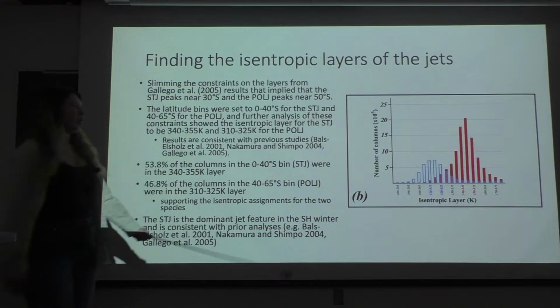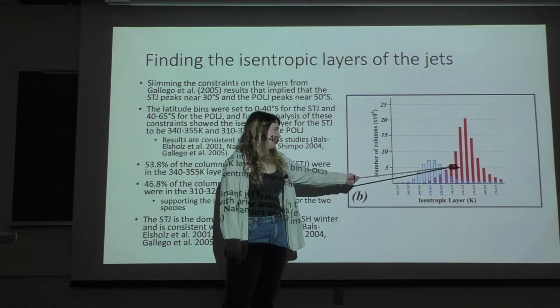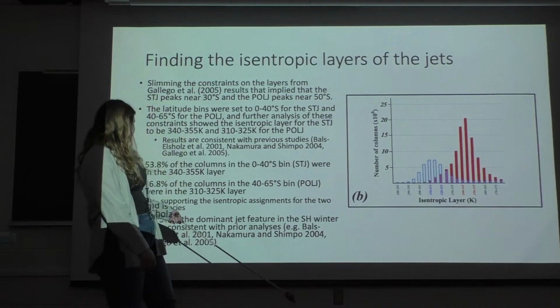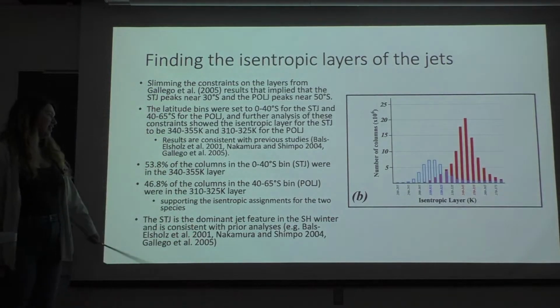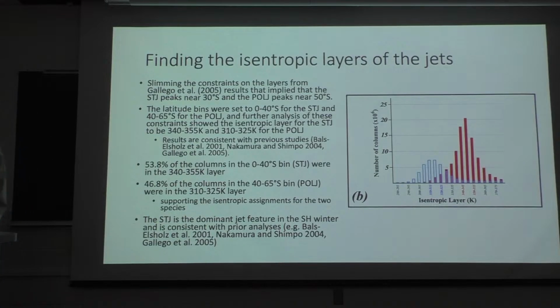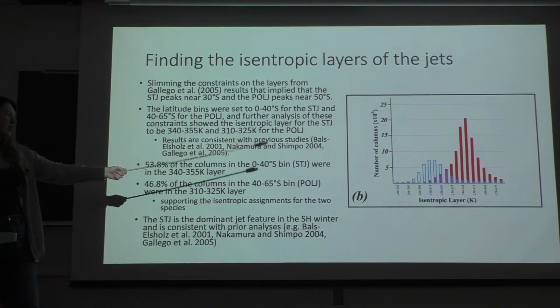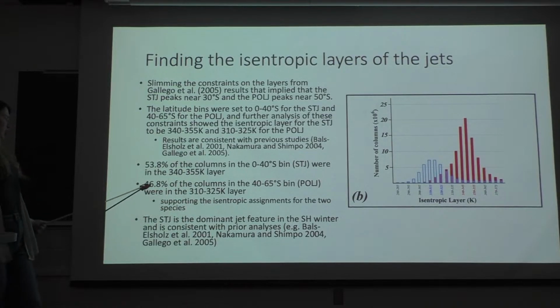So you can see the polar jet is going to be in blue and the subtropical jet is going to be in red for all future figures in this presentation. But you can see that the subtropical jet is the most dominant jet in the Southern Hemisphere, and that is also consistent with prior analysis. And 53.8% of the columns in the subtropical jet were in the 340 to 355 Kelvin layer, and the majority, 46.8% of the columns for the polar jet, were found in its following layer.